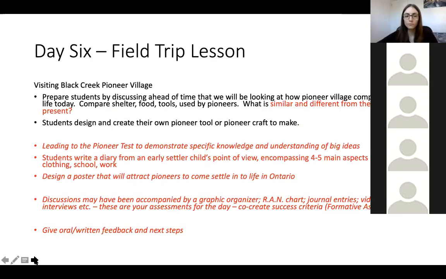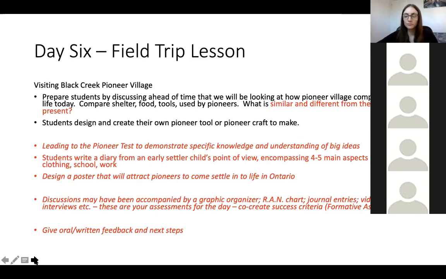And then day 6, we're going to Pioneer Village. How fun is this? This is a great trip, by the way. I remember going to Pioneer Village when I was in grade 3. I can still remember it. And I've taken classes there over the times I've been to Pioneer. It's a great trip.